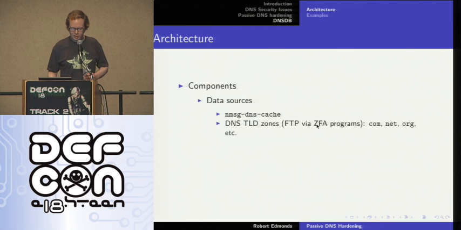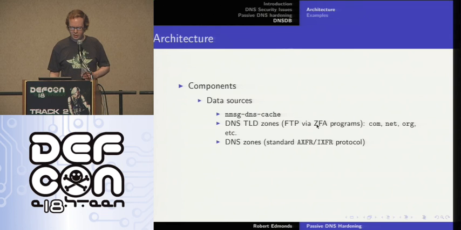And the second source of data comes from the GTLDs that make daily zone file dumps available. So for instance, you can go to Verisign or Afilias and get access to daily dumps of their entire zones because of the contracts they have with ICANN that requires them to do so.